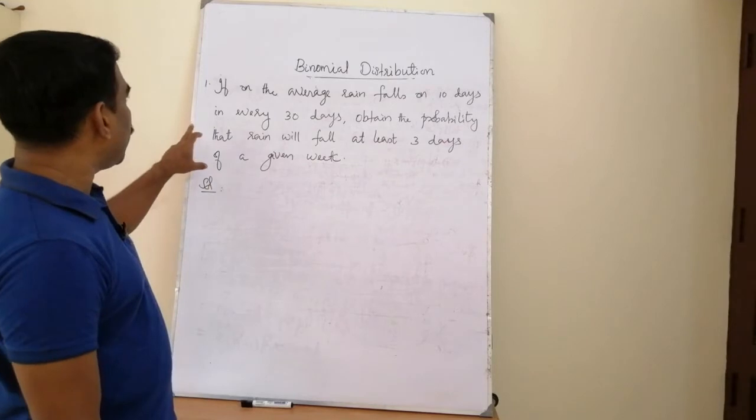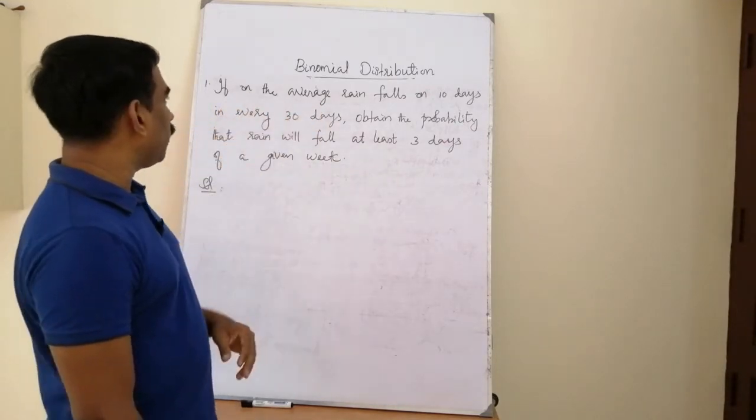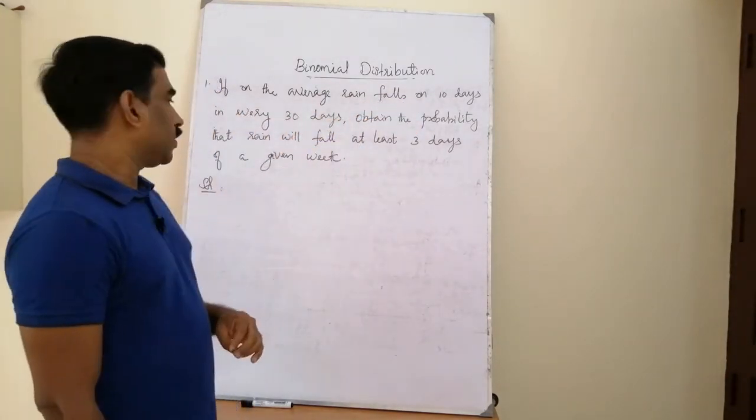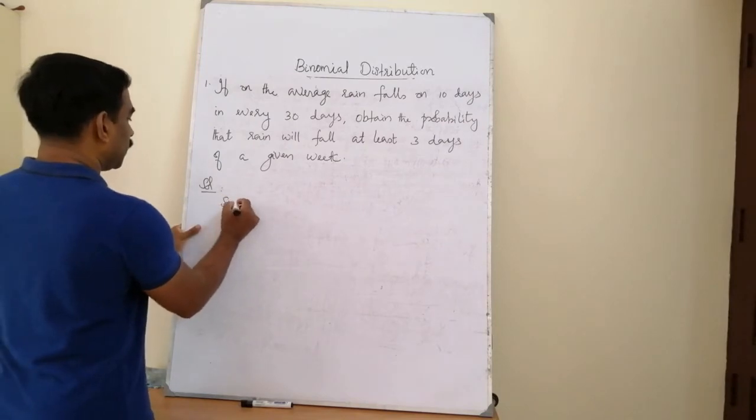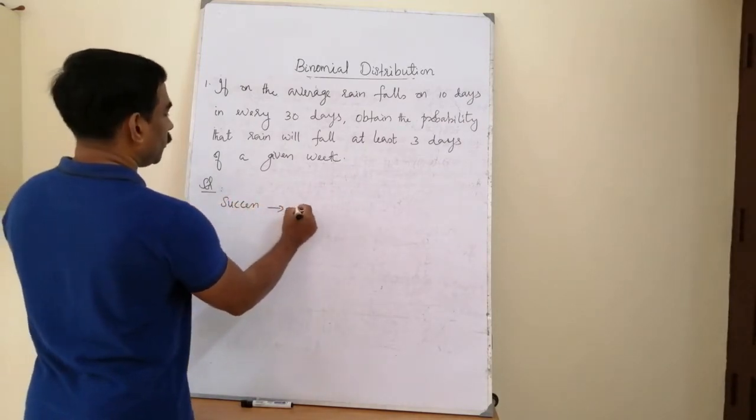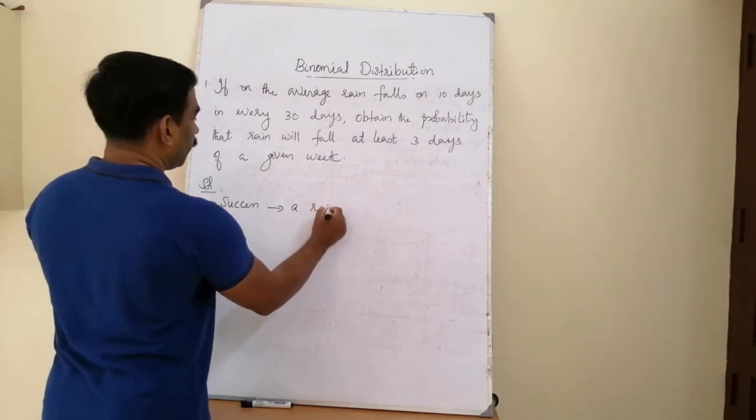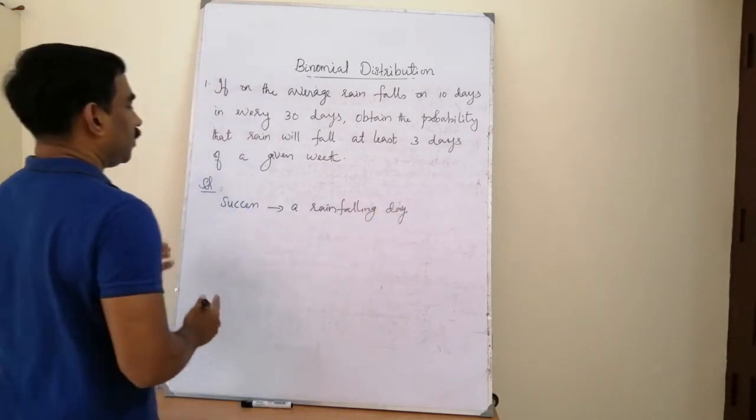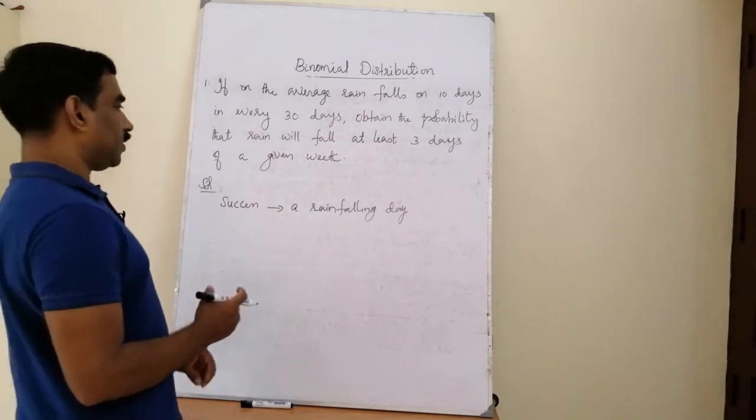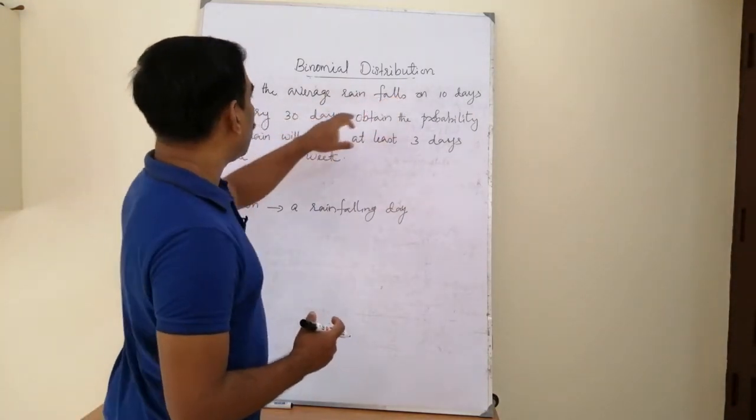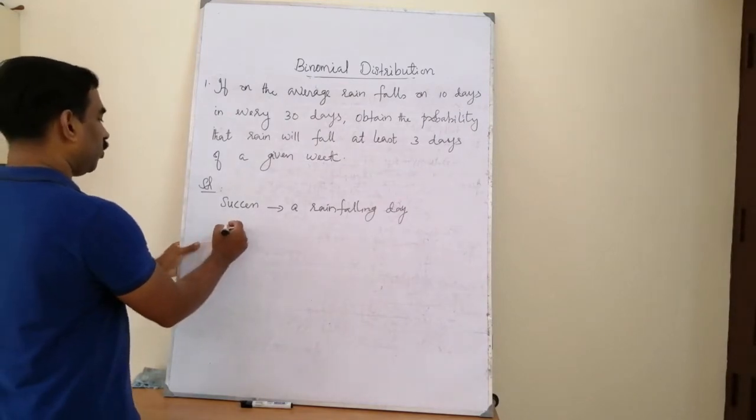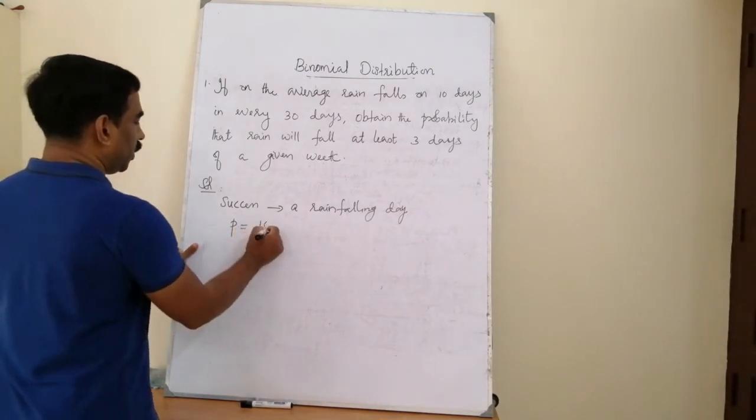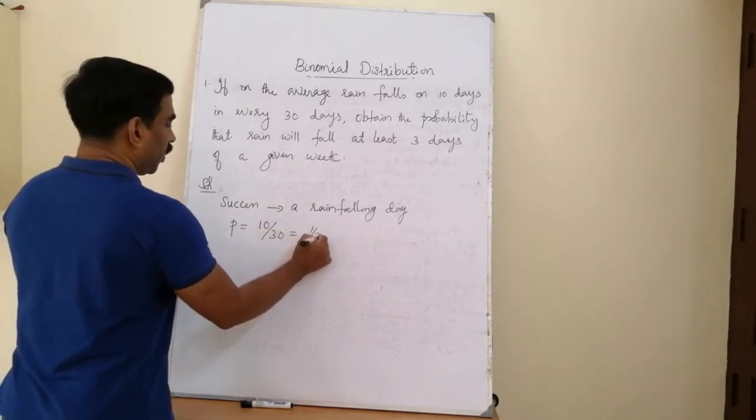From the previous history, what is the chance of obtaining a rain falling day? It is given that rain falls on 10 days in every 30 days. So if you are denoting the success, what is our success? A rain falling day. So a rain falling day is taken as a success. Then what is the probability of a rain falling day? The probability of success P is equal to rain falls 10 days on every 30 days. So the probability of success is 10 by 30, that is 1 by 3.